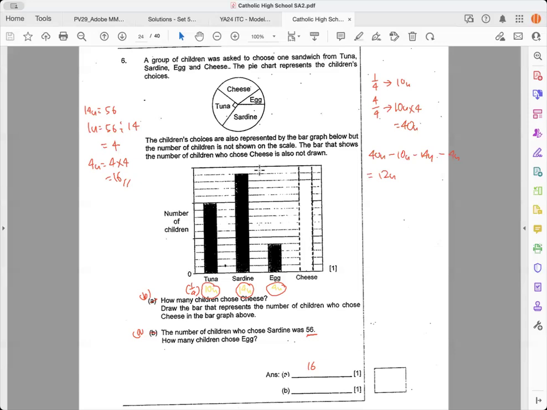So let's draw 12 units. 1, 2, 3, 4, 5, 6, 7, 8, 9, 10, 11, 12. So it stops here. Mark it.